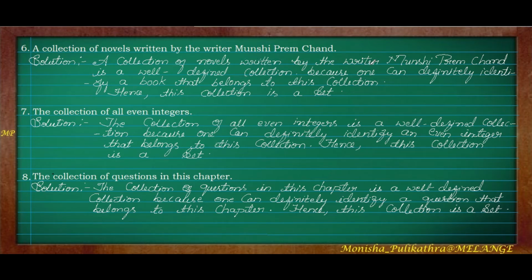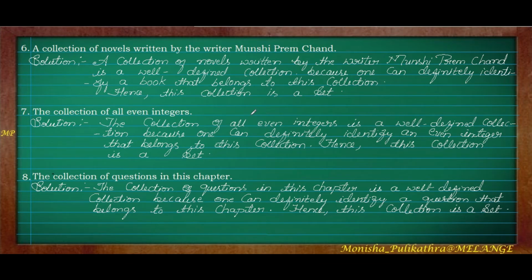A collection of novels written by the writer Munshi Premchand is a well-defined collection, because one can definitely identify a book that belongs to this collection. If they are giving the name of only one writer, then you can definitely identify the books of him. If they are blindly giving the collection of novels written by writers, in the world there are thousands and thousands of writers, you can't identify which writer and how many novels they have written. Okay, so in that case it will not become a set. But here they have specifically given the name of one person. So by this you can definitely identify the collection of books written by Munshi Premchand. So this type of question belongs to a collection of set.